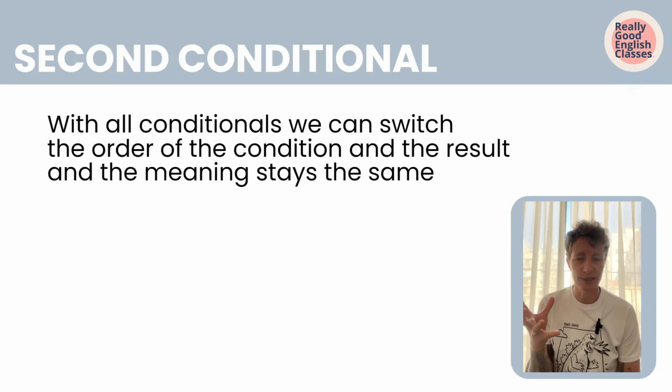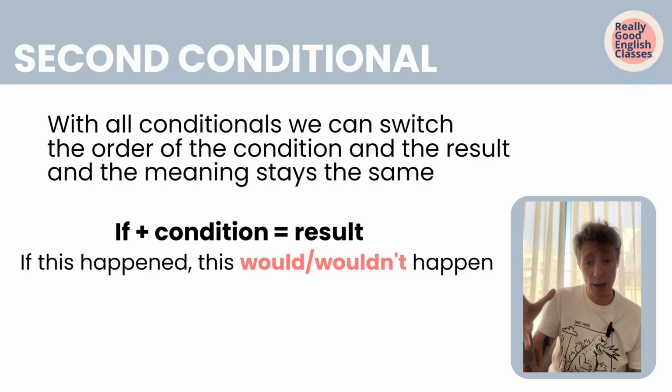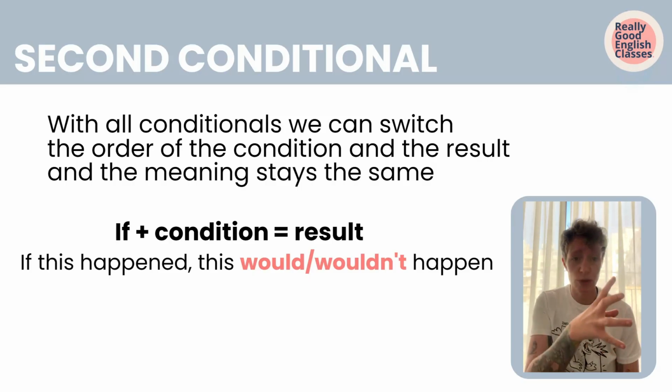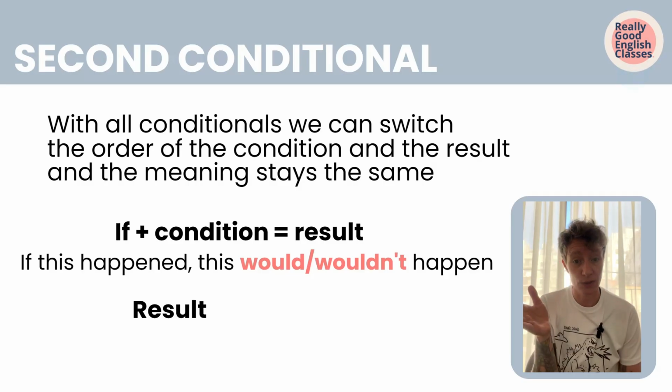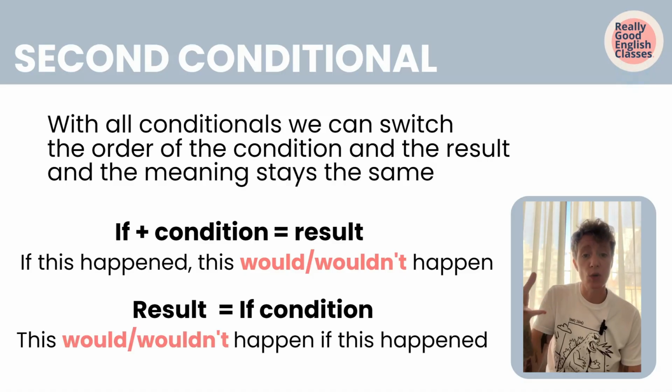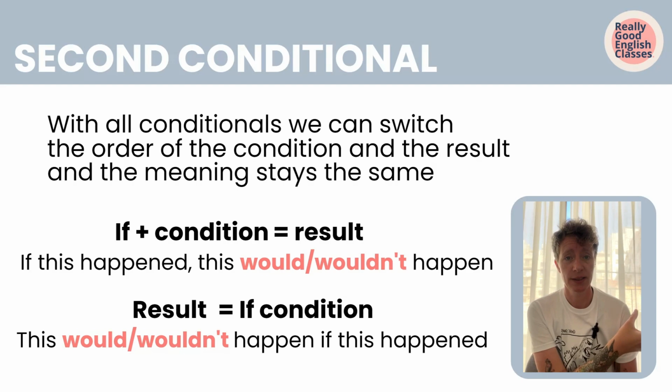With all conditionals, again, I'm going to repeat it, it's very important. We can switch the order of the condition and the result, and the meaning stays the same. For the second conditional, if this happened, this would or wouldn't happen. The result, this would or wouldn't happen, if this happened.